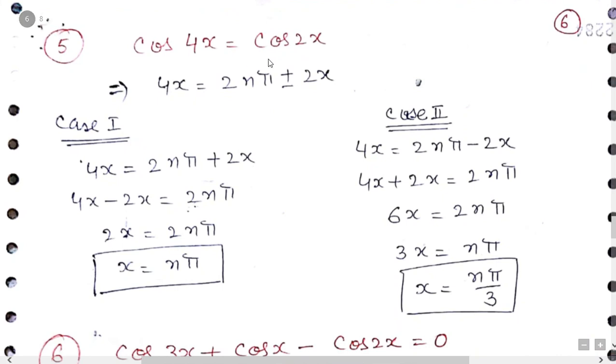Cos 4x is equal to cos 2x. It's given to you. It means 4x can be written as 2n pi plus minus 2x. It means two cases are there. In the first case, if I write the positive sign, I can find the value of x is equal to n pi. If I write negative, then you can calculate this value and you can calculate x is equal to n pi divided by 3.